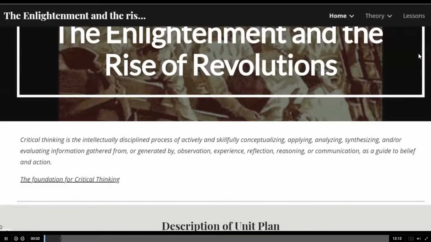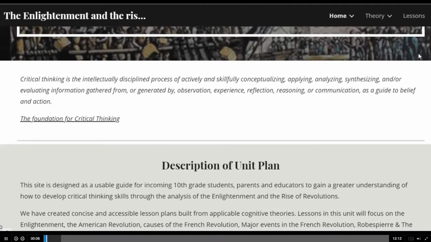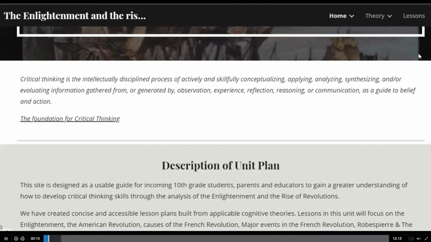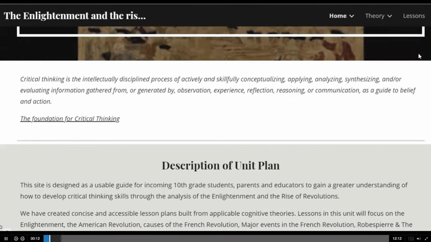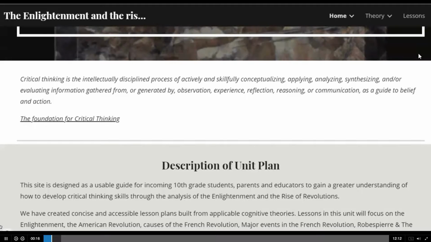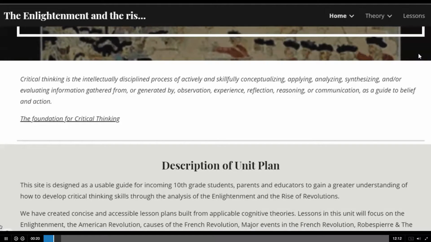Hello, and welcome to our unit lesson plan, The Enlightenment and the Rise of Revolutions. This study is designed as a usable guide for incoming 10th grade students, parents, and educators to gain a greater understanding of how to develop critical thinking skills through an analysis of the Enlightenment and the Rise of Revolutions.